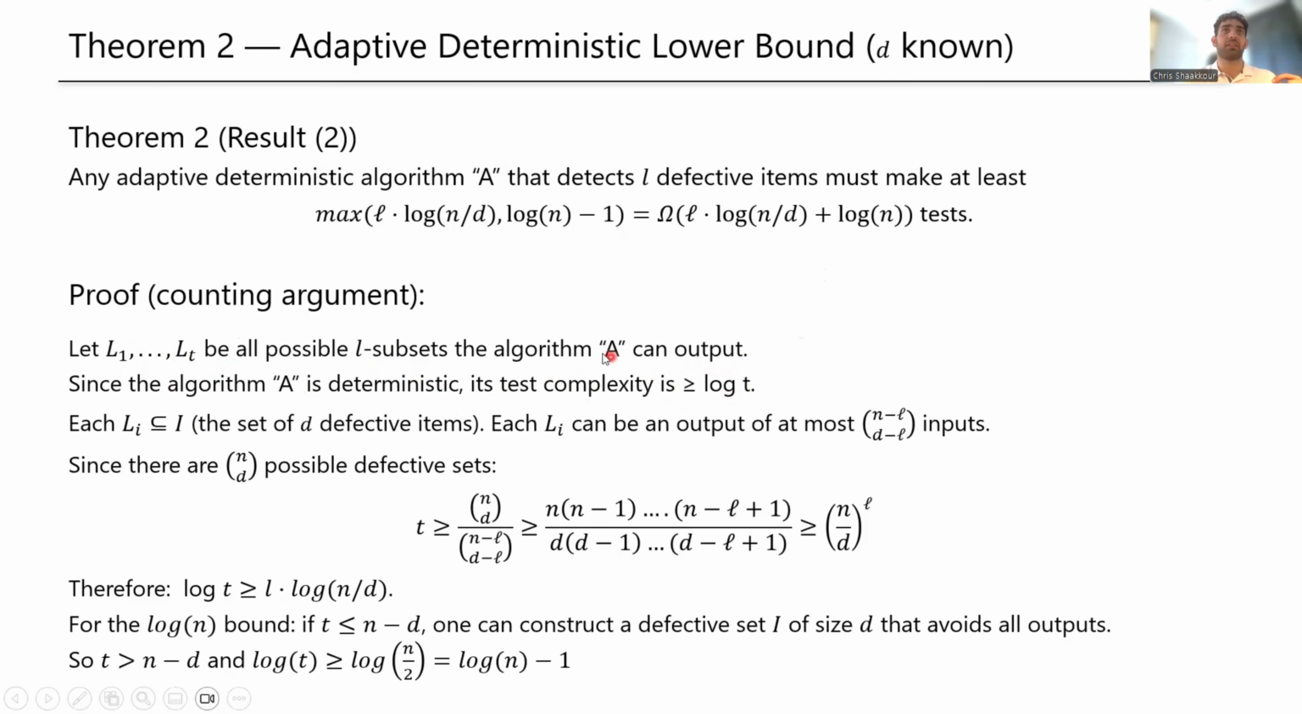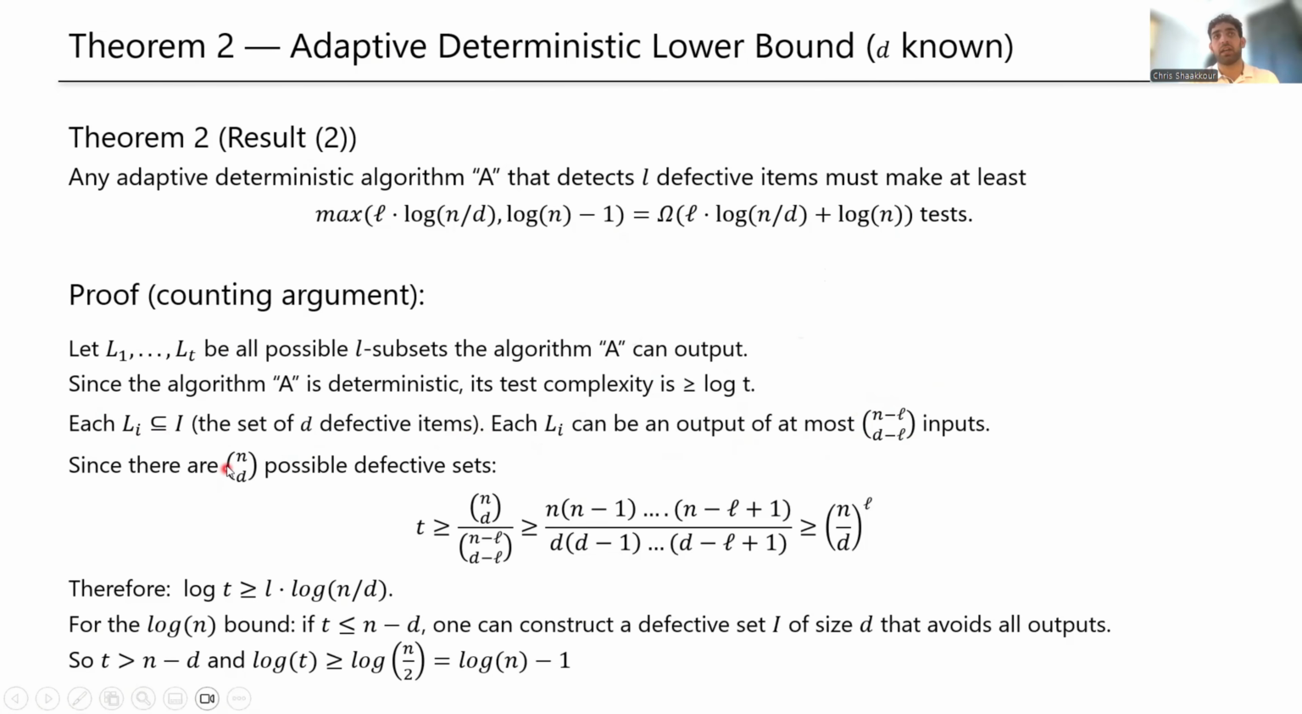The test complexity must be greater than log of the number of subsets we have. Okay, so it's log T. For each L_i, the set of D defective items, each L_i can be output for at most (n minus L choose D minus L) inputs. So L_i is a subset of the defective items, and there are (n minus L choose D minus L) unique subsets like these.